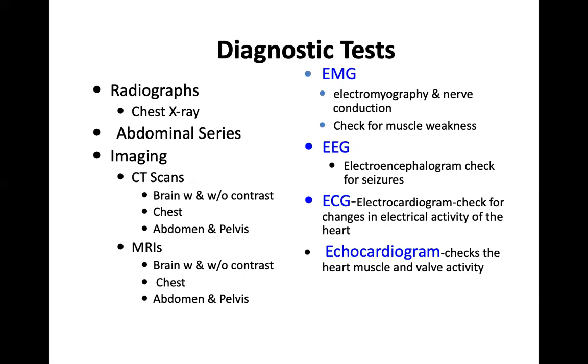Abdominal series basically is just taking a look at what's going on, if there's air in the abdomen. But if I have abdominal pain, a diffuse abdominal pain, basically what I'll do is I'll get a CT scan with and without contrast of the abdomen and pelvis. That's going to tell me a whole lot more than just a plain x-ray of the abdomen.